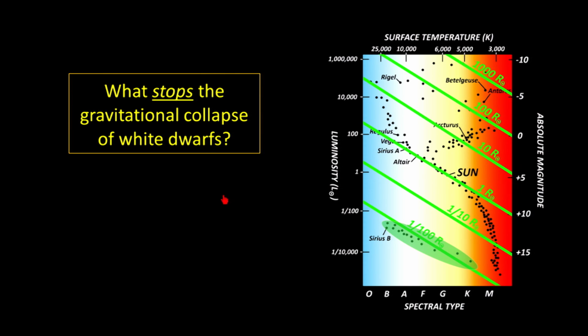Now, this question was one that astronomers faced in the early part of the 20th century. What would stop the gravitational collapse of a white dwarf star? Gravity has clearly made it that way, but without any internal energy source to fight gravity, gravity should make these things smaller and smaller and really have no end to the ability to shrink them.